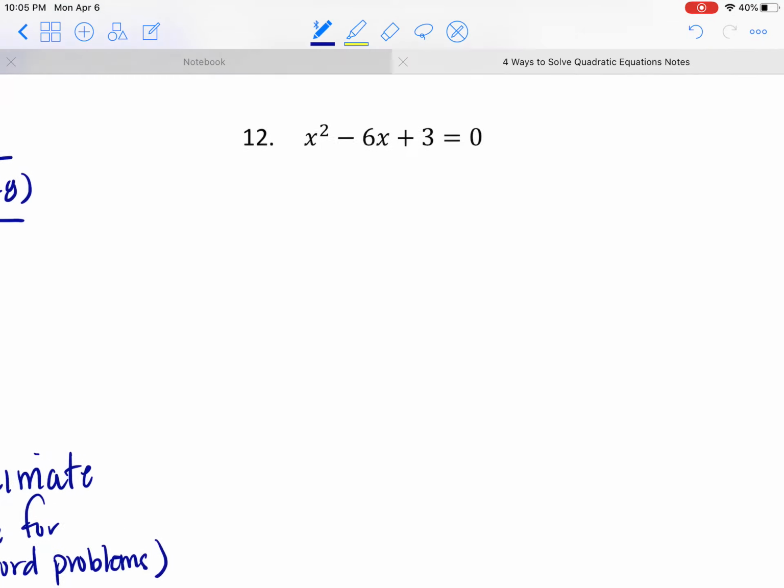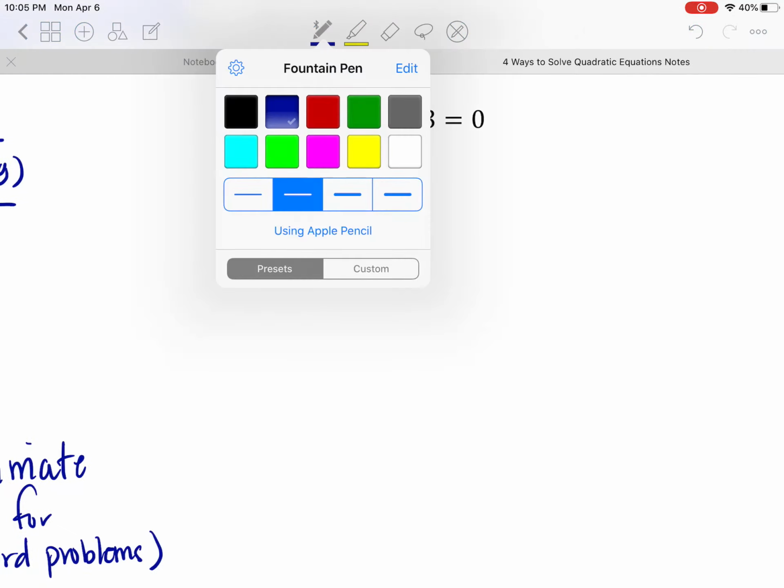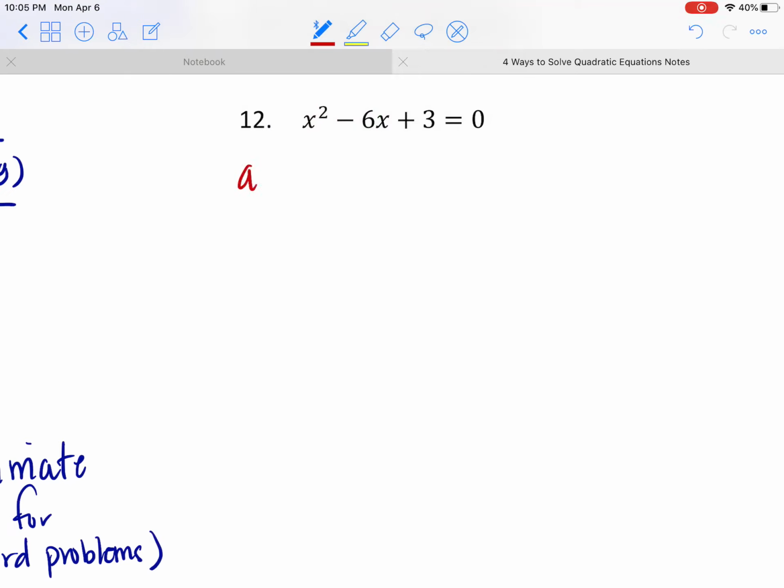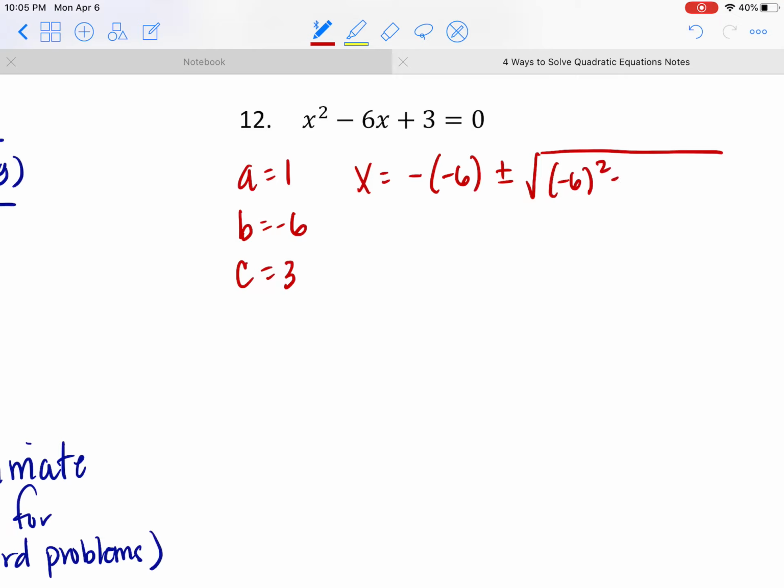Now, looking at number 12, not factorable, can't use a square root. This is one where I would use complete the square because a is 1 and b is even, and I like the process of completing the square. But I'm going to show you here, if you don't like completing the square, that the quadratic formula is a perfectly viable option. So a is 1, b is negative 6, and c is 3.